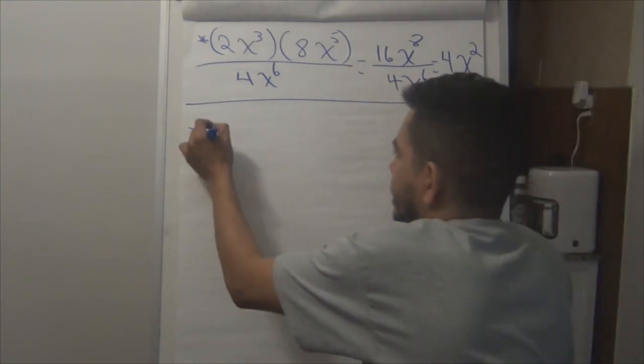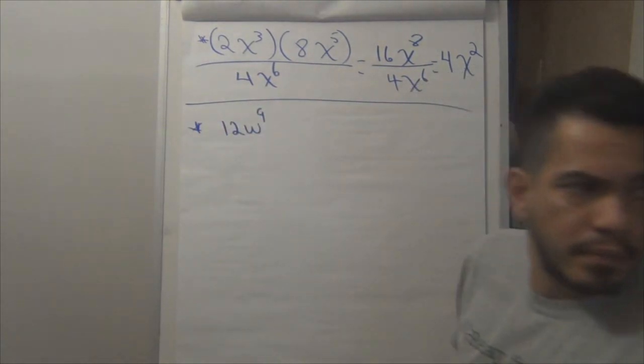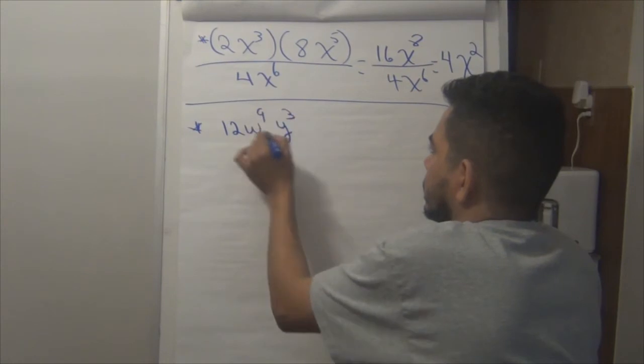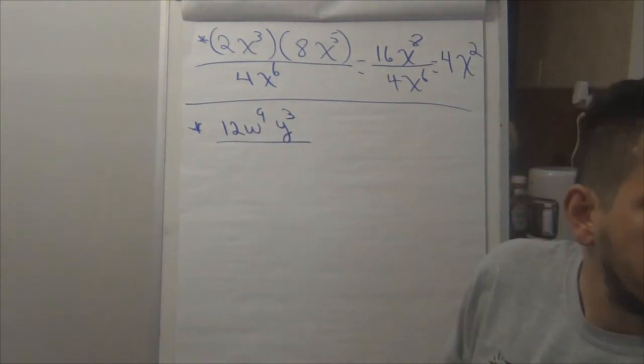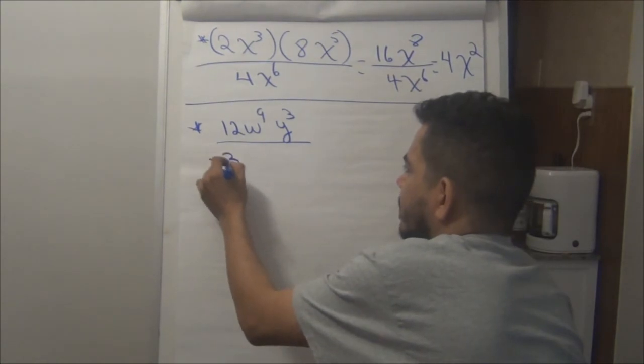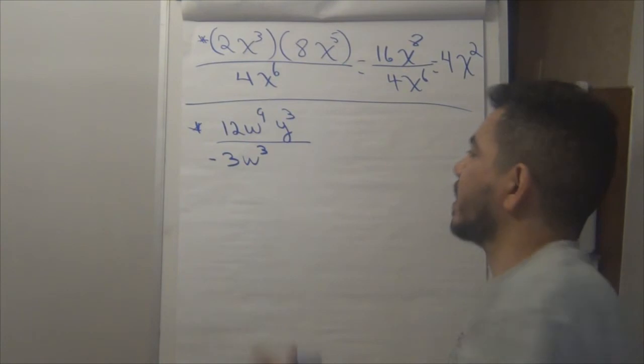12w to the 9th y to the third, divided by negative 3w to the third and y to the third.